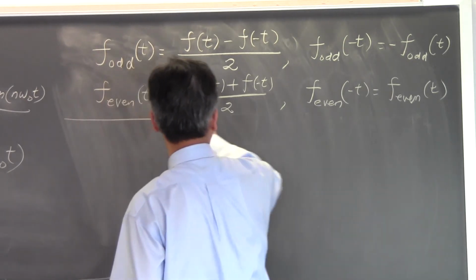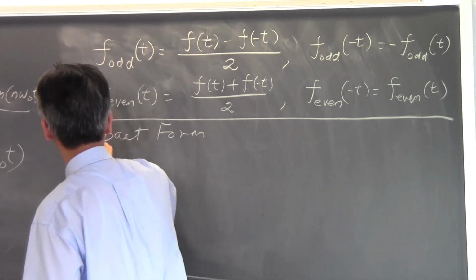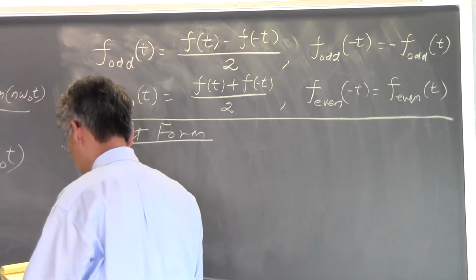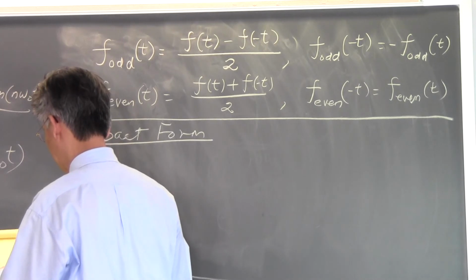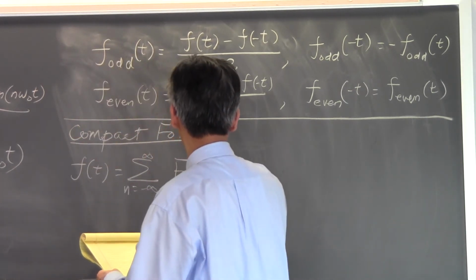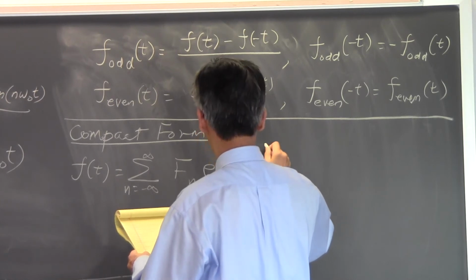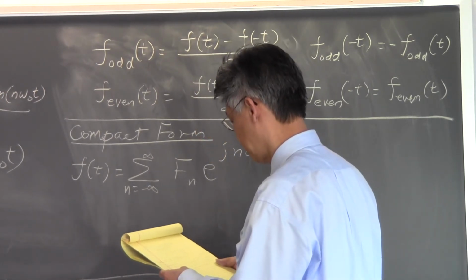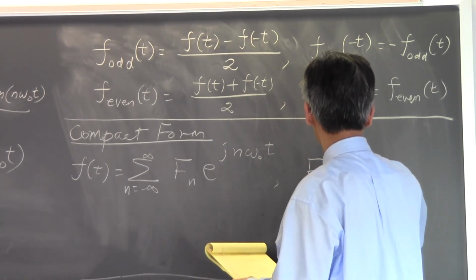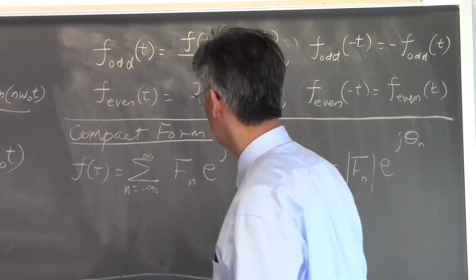There is a third form of the Fourier series expansion called a compact form. Compact form is just nice to write, because maybe it's shorter to write, but not very easy, I think. So in this form, what you do is that you start with the exponential form, e to the j n omega 0 t, and then you write the f of n in terms of its amplitude, its magnitude, times its phase.